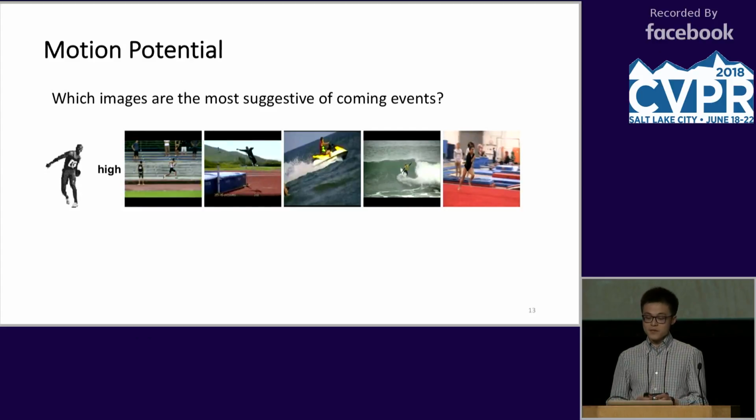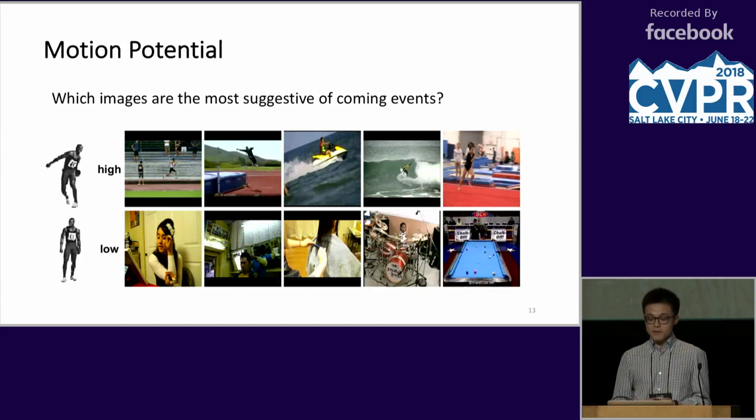We can see that these images capture critical moments of intense motion for some action, such as high jumping and surfing. And here are some images that are identified to have low motion potential score. It makes sense because actions such as playing pool have very subtle motion, and it is hard to notice in a static snapshot.